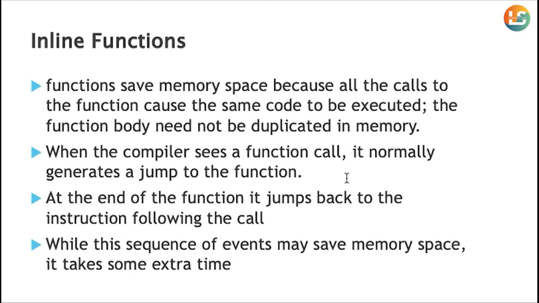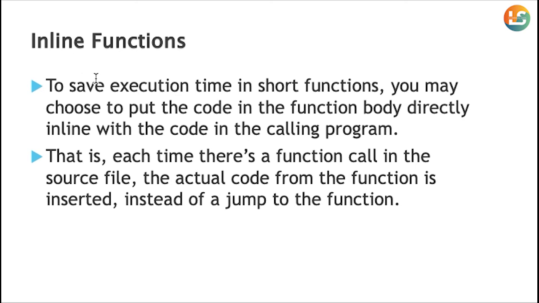To save execution time in short functions, you may choose to put the code in the function body directly inline with the code in the calling program. That is, each time there is a function call in the source file, the actual code from the function is inserted instead of a jump to the function. So if you declare a function as an inline function, it means whenever it is called, your control is not going to shift to the function, rather the function body is copied at the place of the call.